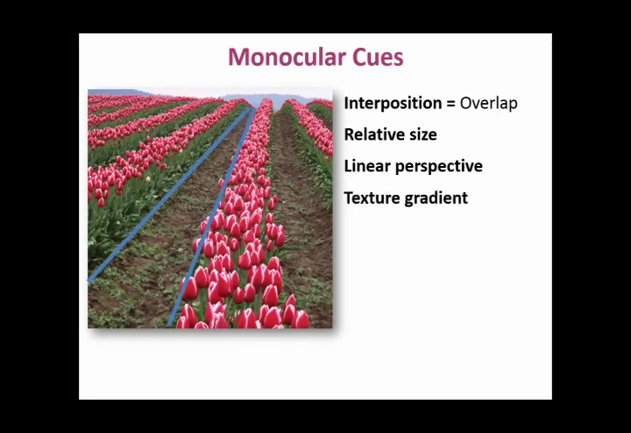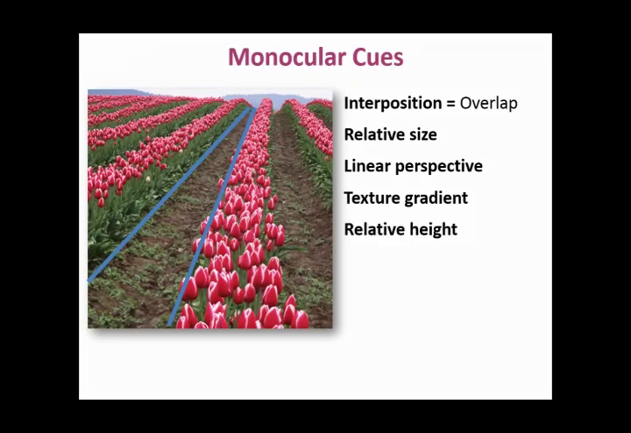Texture gradient. Things that are closer to us, we can see more texture and more detail. You can see clearly that these are, you know, red tulips with white edges on them in the front. If all we had was the distance view to look at, we would think these were just solid pink tulips, right? We have more texture available to us in the front, so we can see more detail. You can see it in the weeds between the rows in particular too. You can see the texture of the leaves in the weeds that you can't see in the distance.